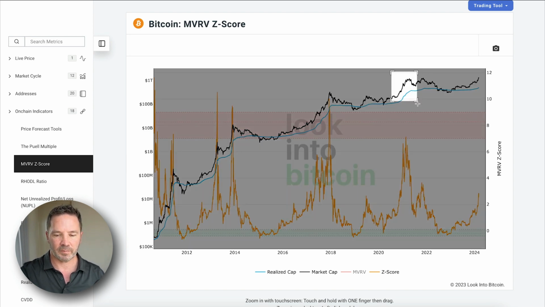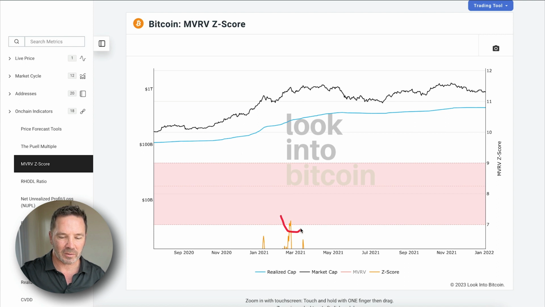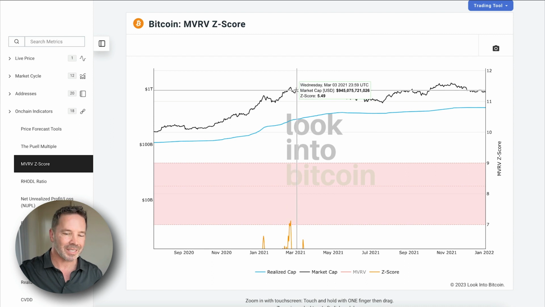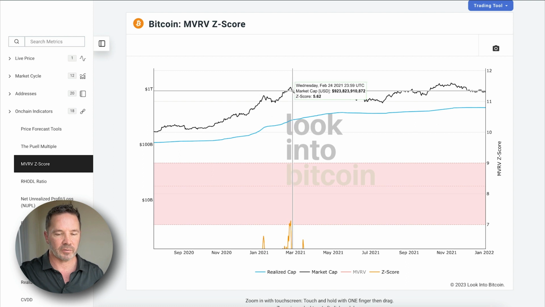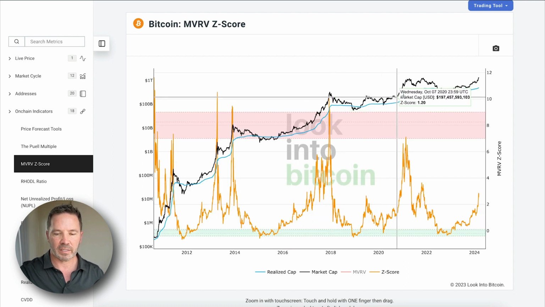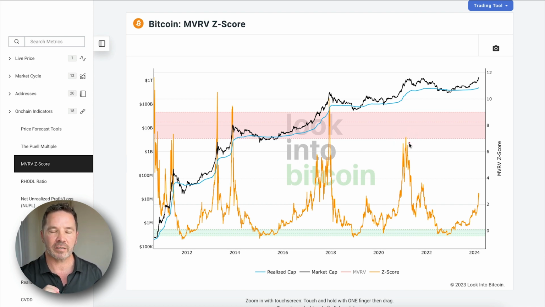In 2021, the MVRV Z-Score barely got into the sell range right here. And the price was approximately, it doesn't say the price, but I can tell you it was in the high 50s, low 60s at that point. And you can do the calculation if you want to on the market cap. But it was not at the peak in price, because the peak in price came right here, not here. This was around 63 to 65, and this was 69. So technically, it didn't mark the peak in price, but it marked the peak in the heat of the market.